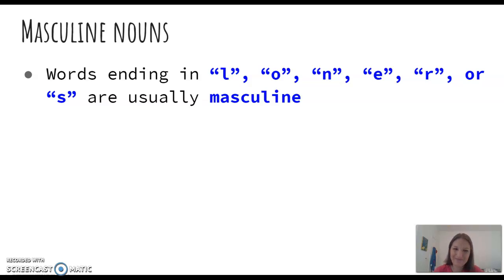L-O-N-E-R-S are usually masculine. Write those in. And the acronym for that one is loners. Loners.